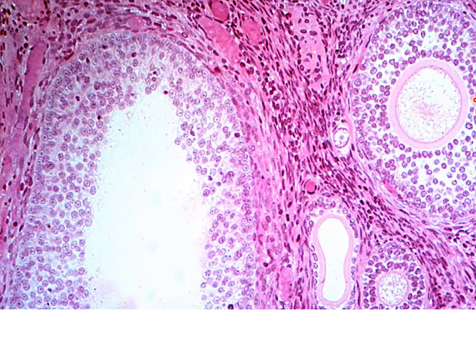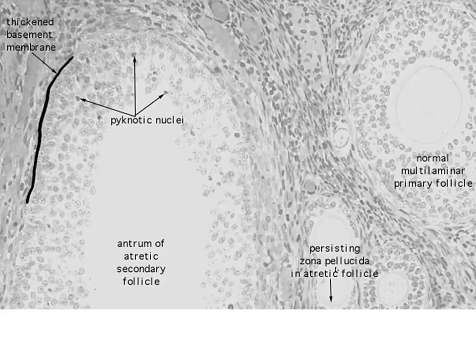This is primary. We don't see fluid-filled spaces. Here we see a multilaminar primary follicle. Again, thick zona pellucida surrounding the oocyte. We've got a thinner zona pellucida around this smaller one. Here we've got a zona pellucida and some granulosal cells, but we've lost the oocyte. The oocyte is no longer present in this particular one.